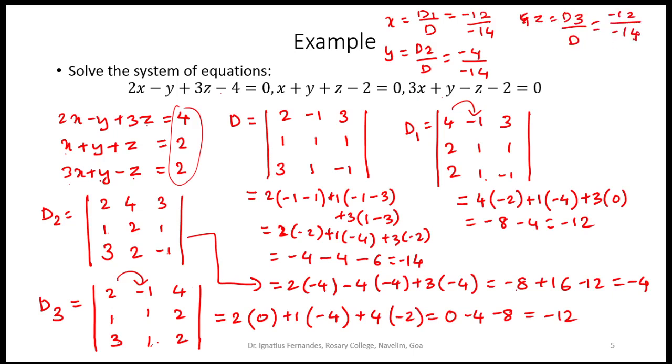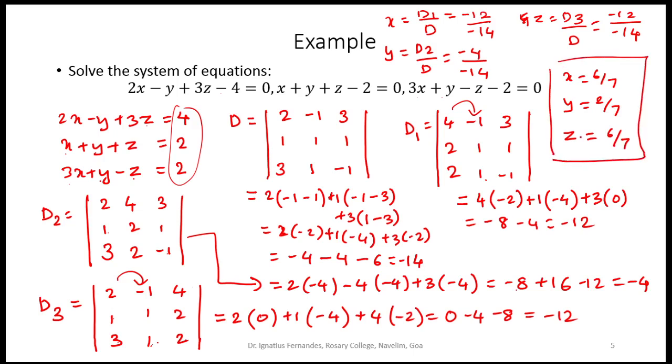So what are the values of x, y, z? X is equal to 12 upon 14, you can say is 6 upon 7. Y is equal to minus 4 upon 14 is 2 upon 7. And z is equal to again minus 12 upon minus 14 is 6 upon 7. So this is the solution, that is x equal to 6 upon 7, y equal to 2 upon 7, and z equal to 6 upon 7 to this system of equations that is given to us. And we have used Cramer's rule in solving this system of equations.